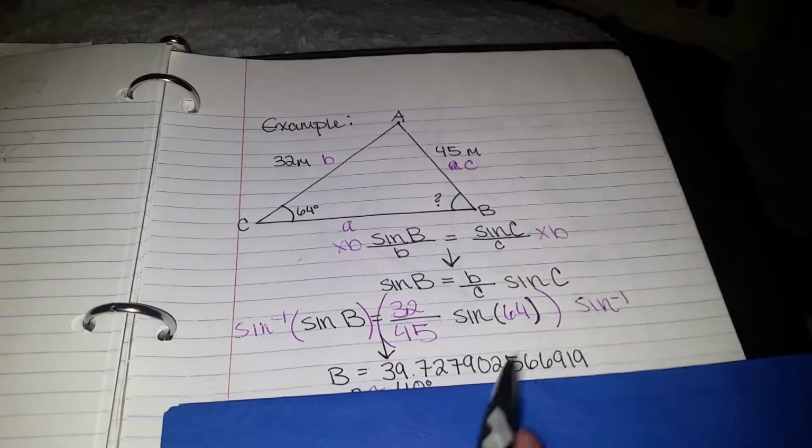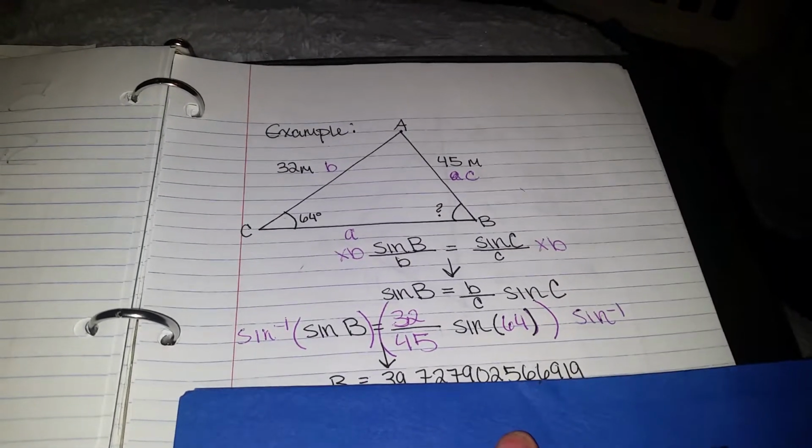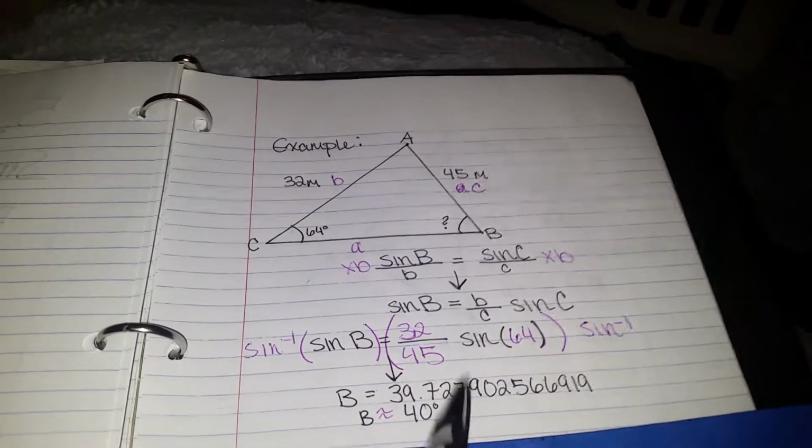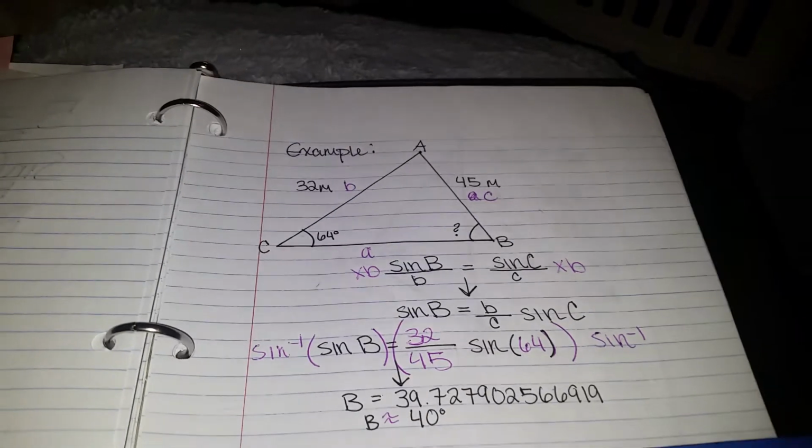And then you get this really long answer that we're going to write every single digit for, because it's IB and you have to. But then basically b equals 40 to the nearest degree.